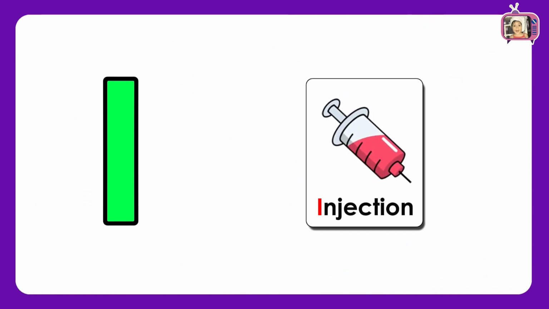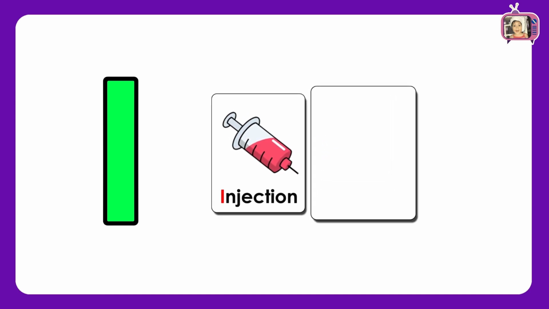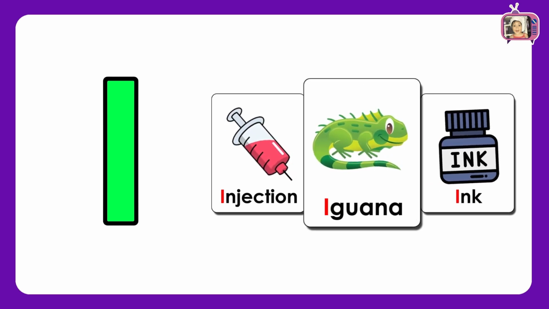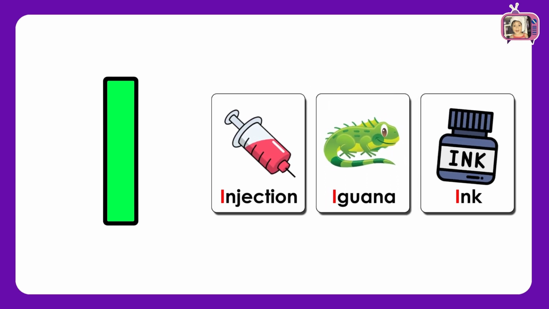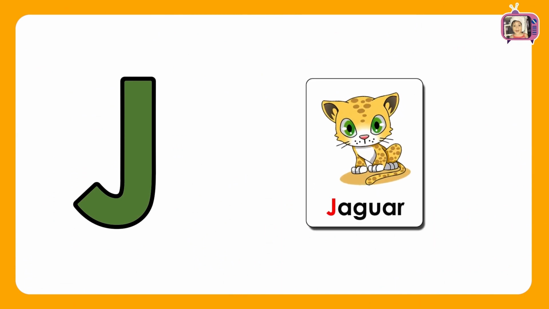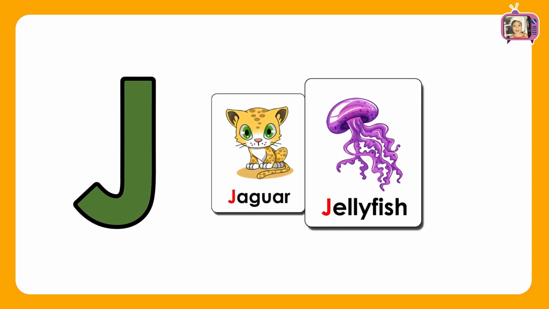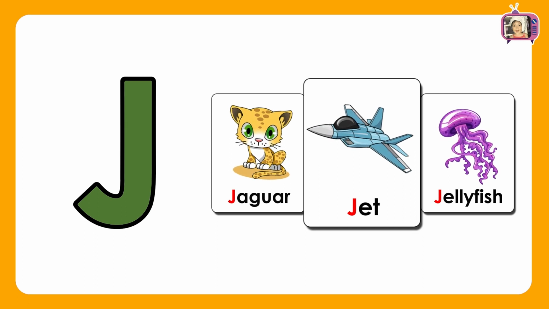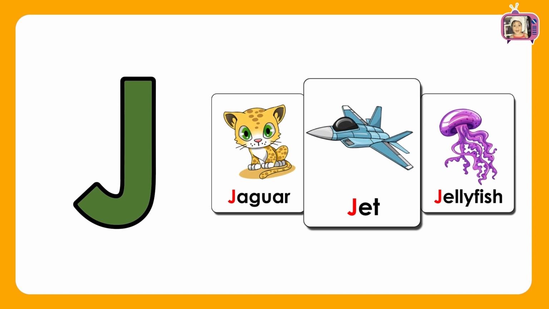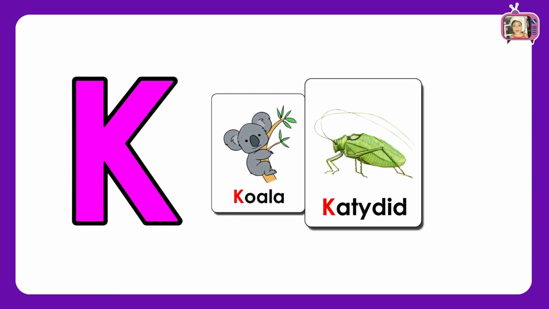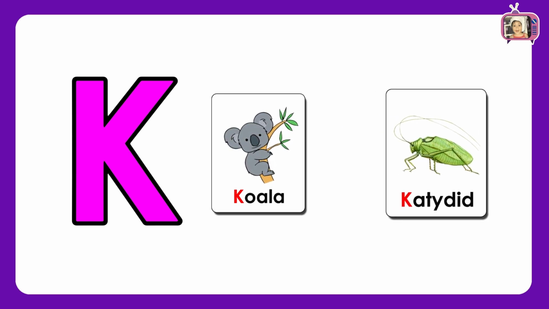I is for injection. I is for ink. I is for iguana. J is for jaguar. J is for jellyfish. J is for jet. K is for koala. K is for katydid. K is for kettle.